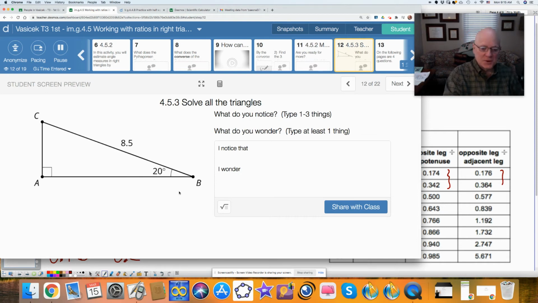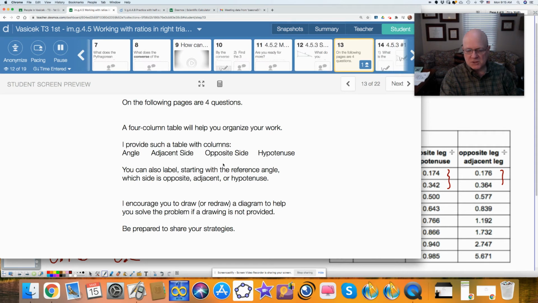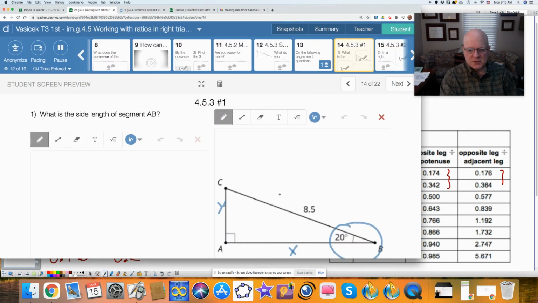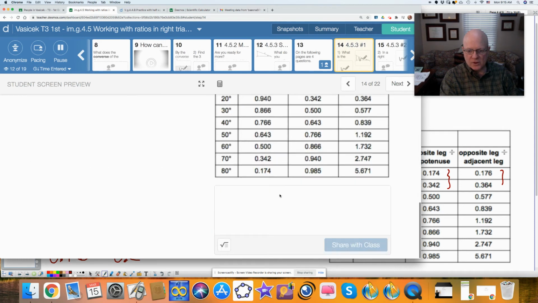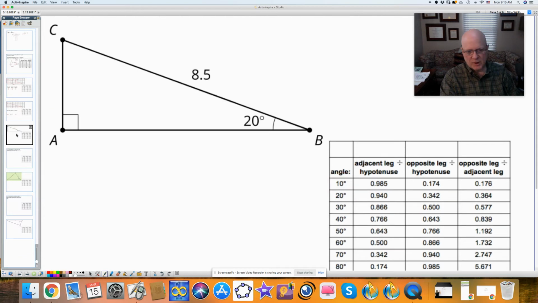So on the following pages are 4 problems, and it tells you some instructions on how to go about solving these. You're given space, you're given a drawing, you're given the table, and I'm going to show you on my whiteboard how to solve these problems. So from 20 degrees as my reference angle, first of all, I know that the other angle has got to be 70.